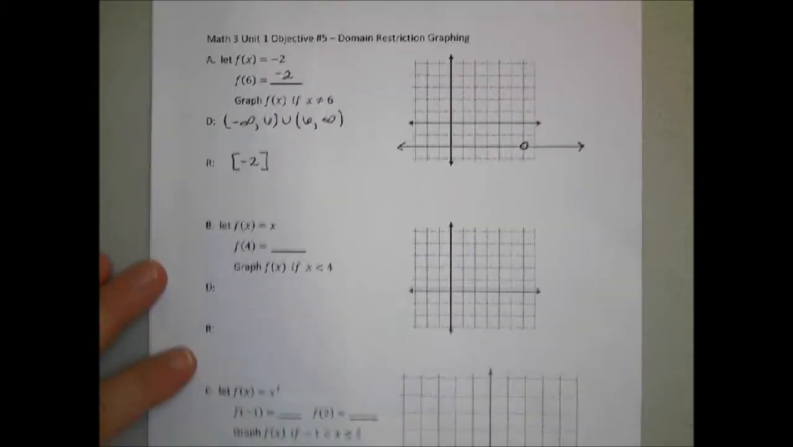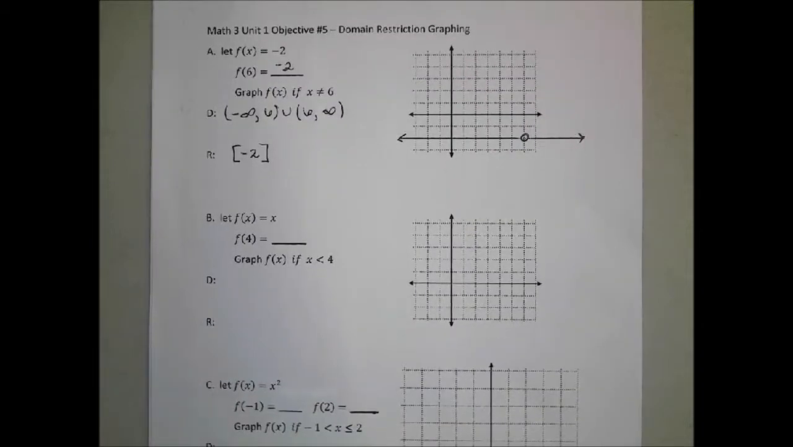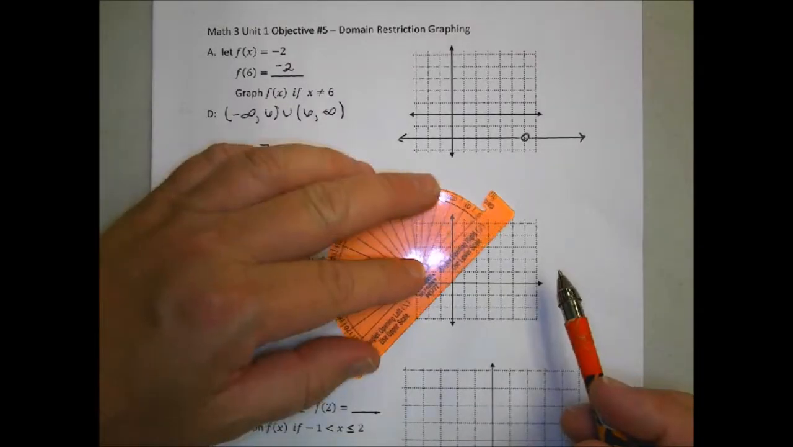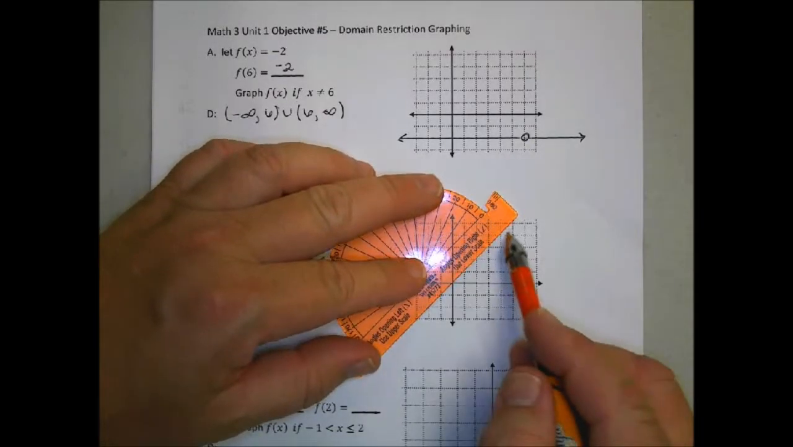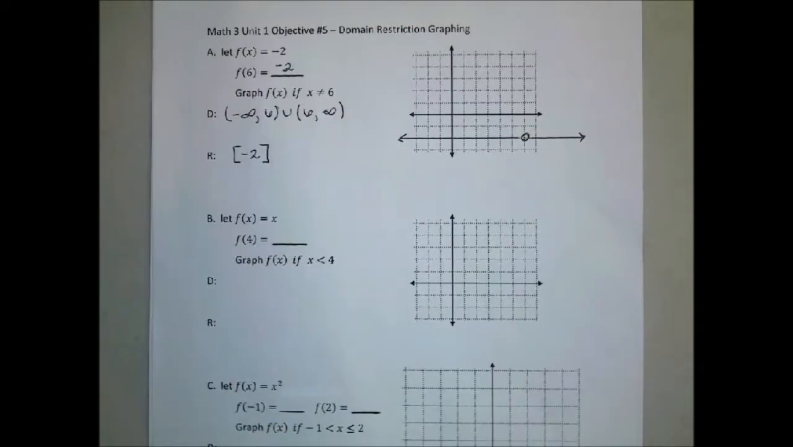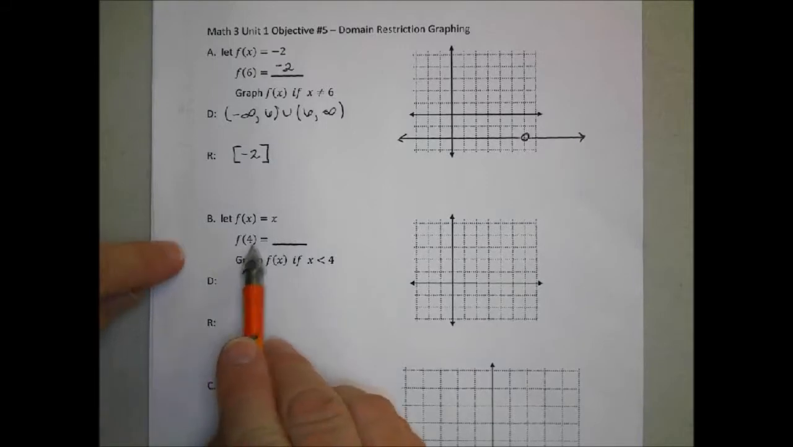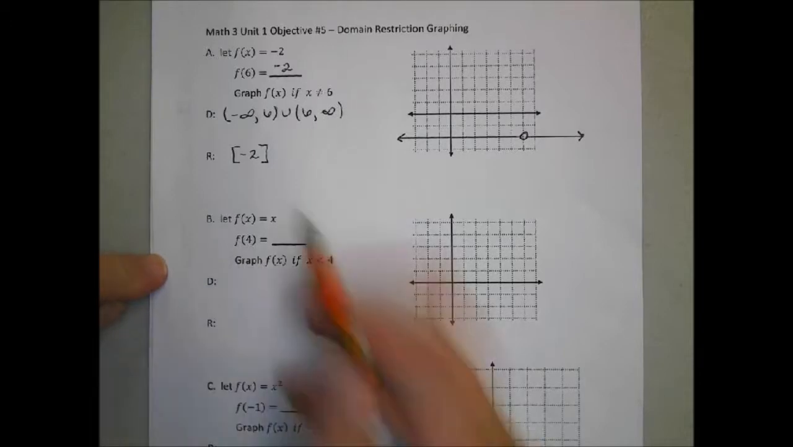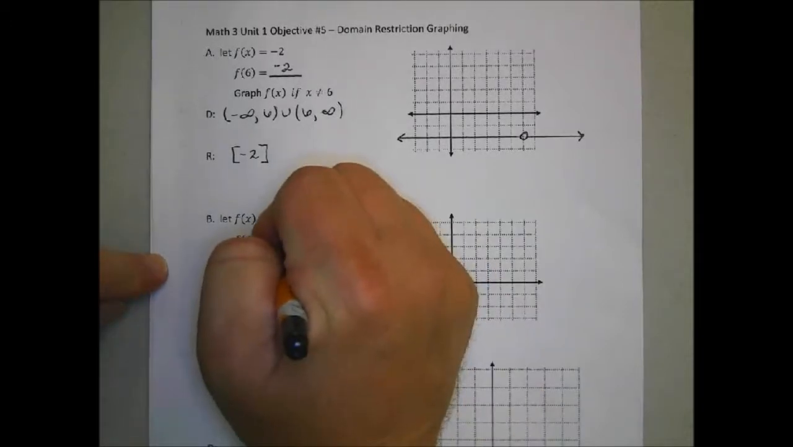All right, the B graph, or the B example. Let f of x equal x. Well, we got to have an idea of what that graph would look like also. F of x equals x, or y equals x, is just a nice diagonal line with a slope of 1 that goes through 0, 0. So when x equals 4, we just plug it in. Okay? The value when x equals 4, the function is at 4.